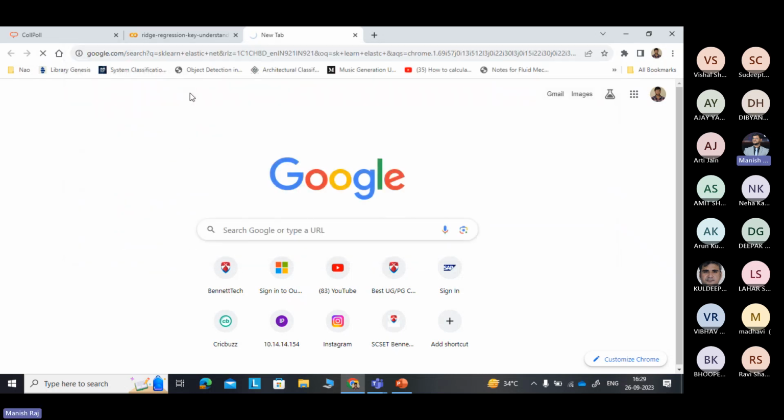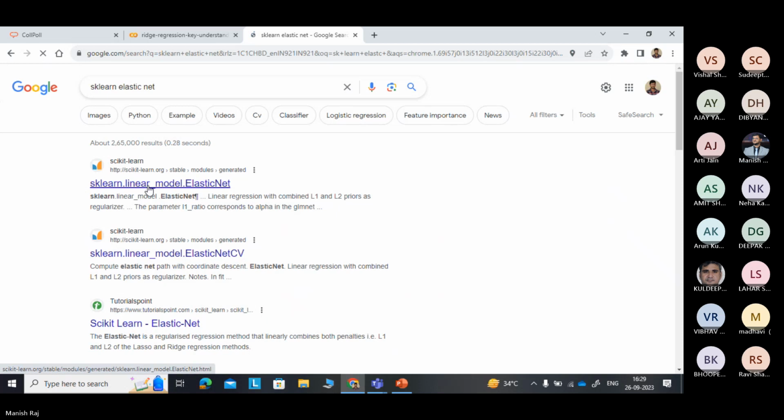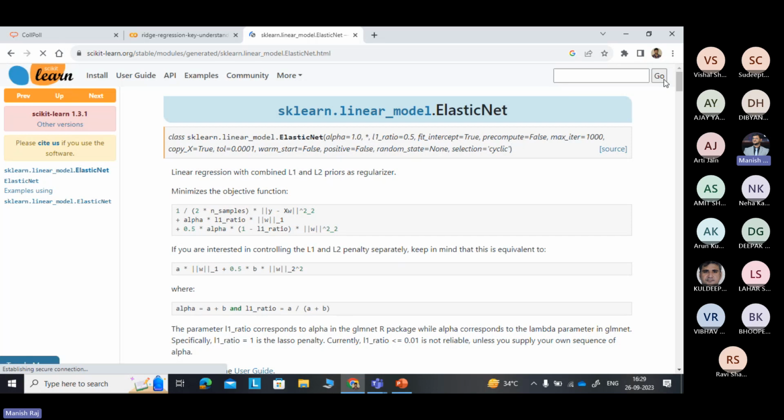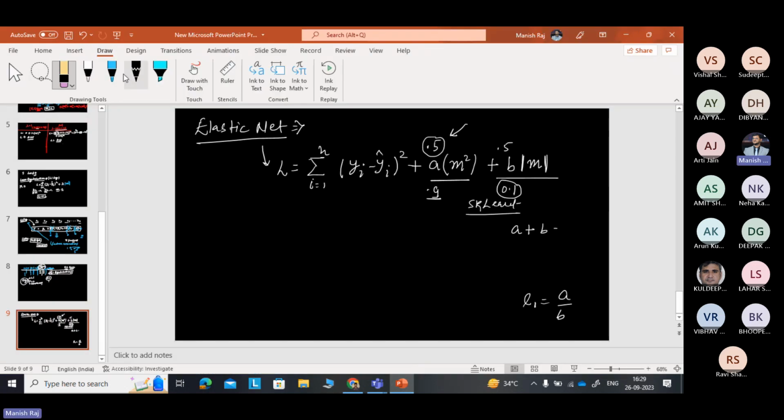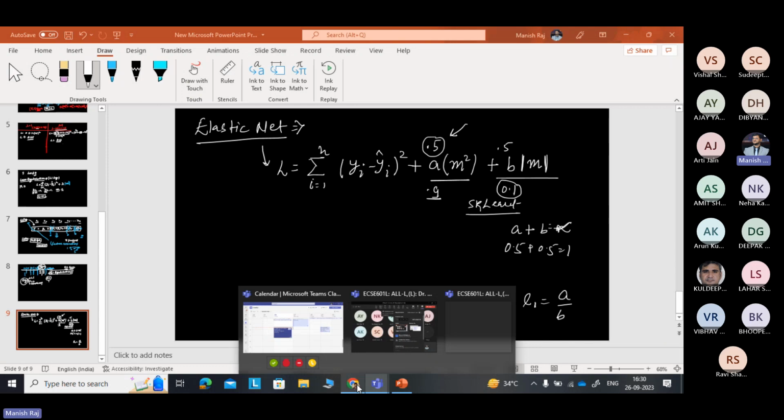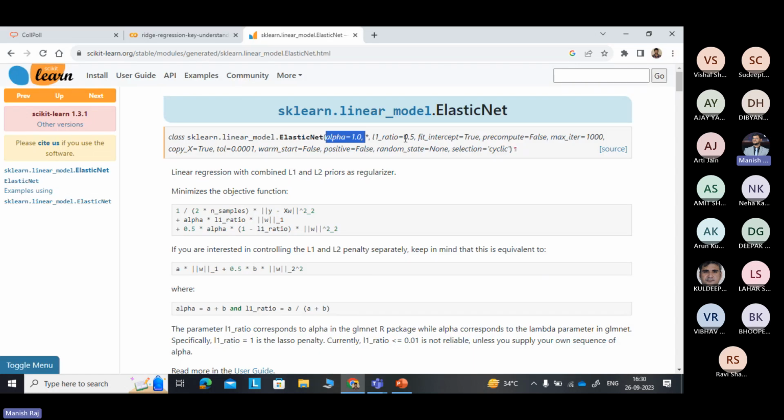So two types of parameters you will use. One is some alpha value and this L1 ratio, that is 0.5. So two parameters you will provide. I think this is alpha, a plus b is equal to alpha, and this is the L1 ratio, a by b. So this is 0.5 and 0.5, and alpha is 1 here. That is written here. So two parameters you will use.